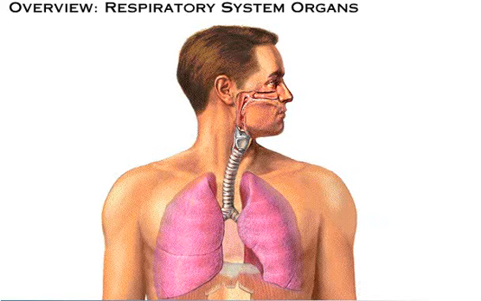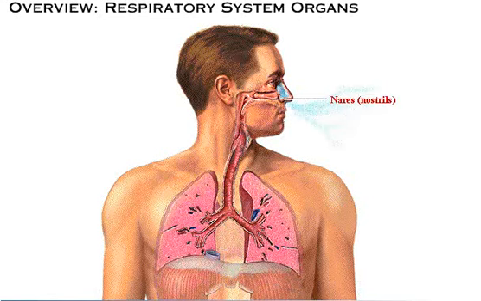Let's review the organs of the respiratory system by following the flow of air. Air enters the nose by passing through two openings called the nares or nostrils. Within the nose, the air passes through the nasal cavity and then travels through the pharynx, a muscular tube which carries both food and air throughout most of its length.